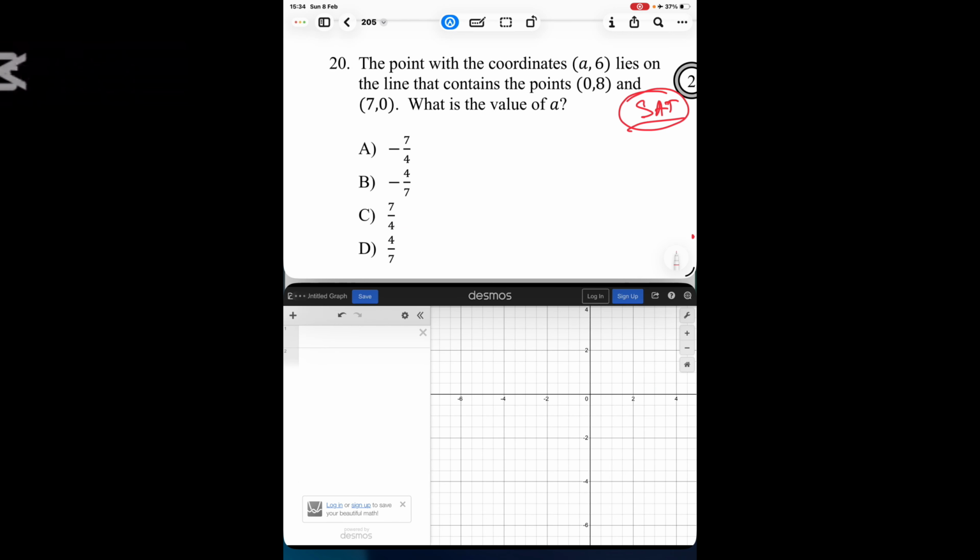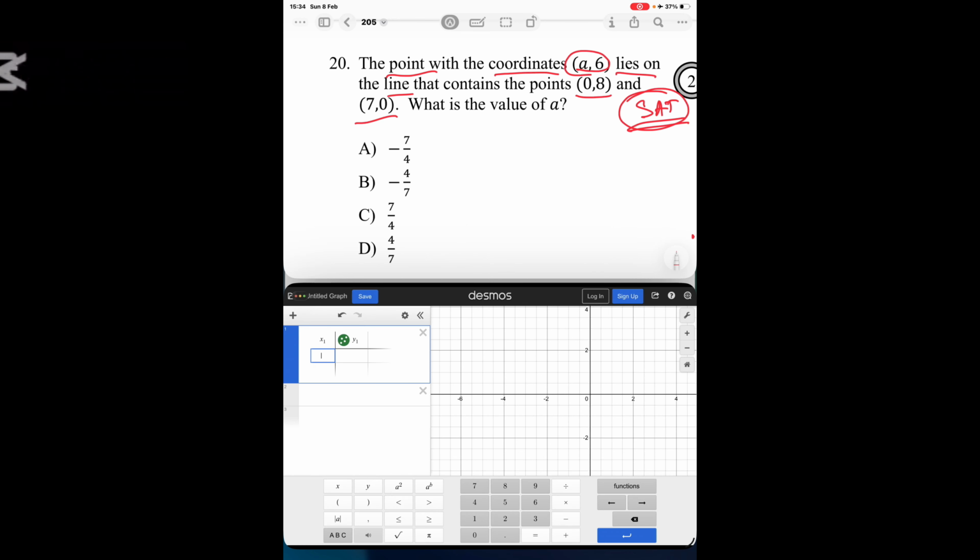So in this SAT question, we're given the point (a, 6), and it says that it lies on the line that contains the points (0, 8) and (7, 0). In SAT, with the help of Desmos, it's super easy to create a table and find the linear regression. So now let's add these points, 7 and 0.